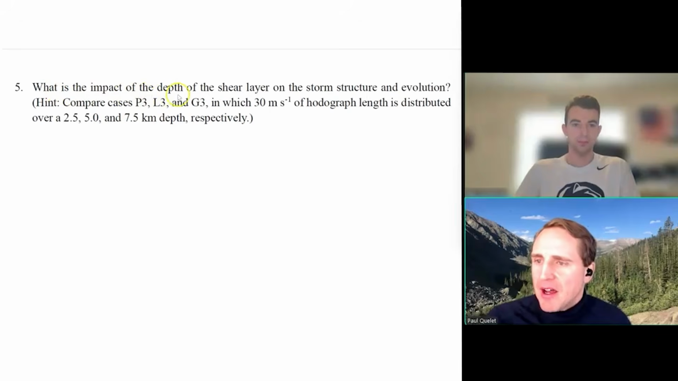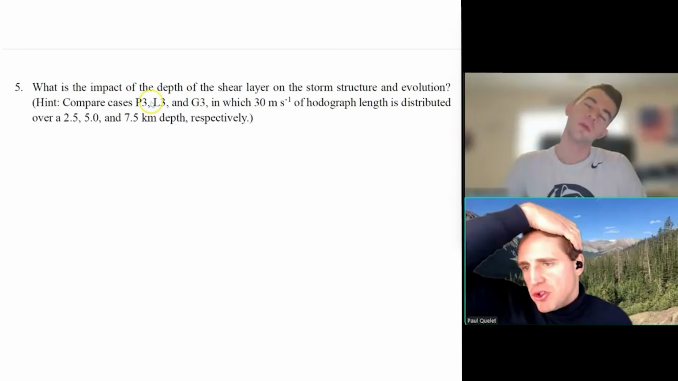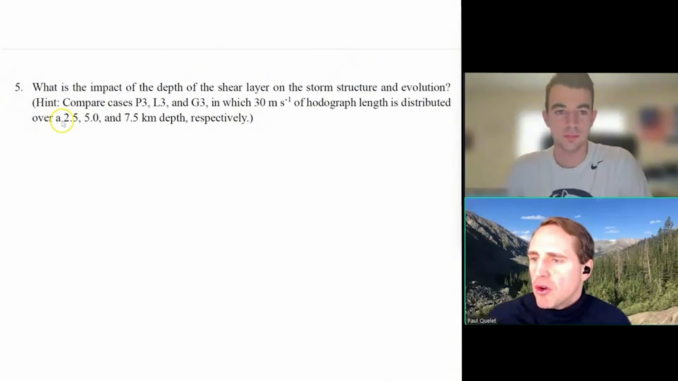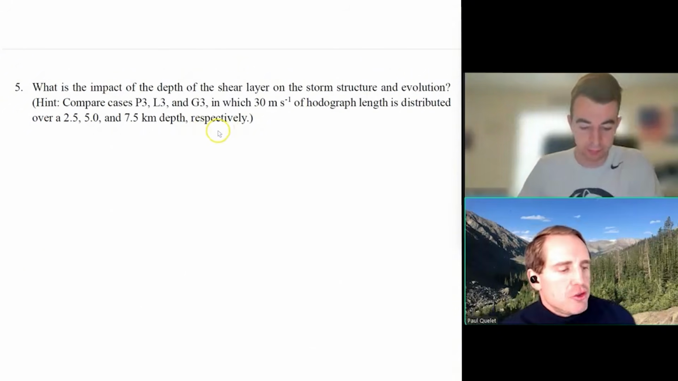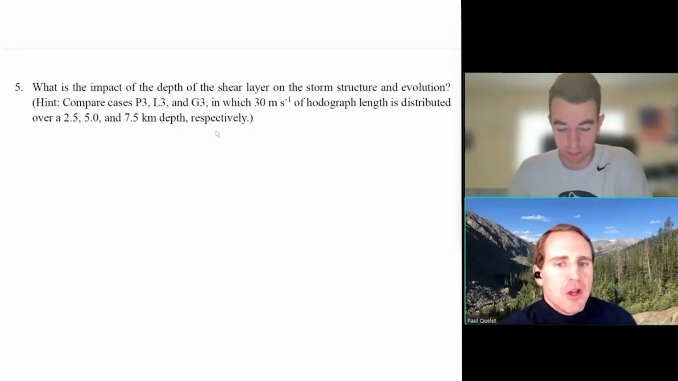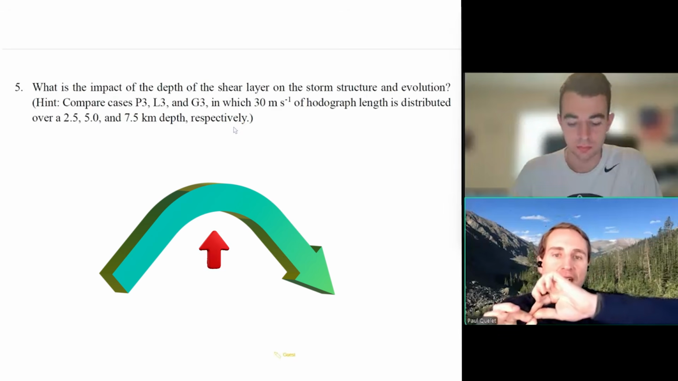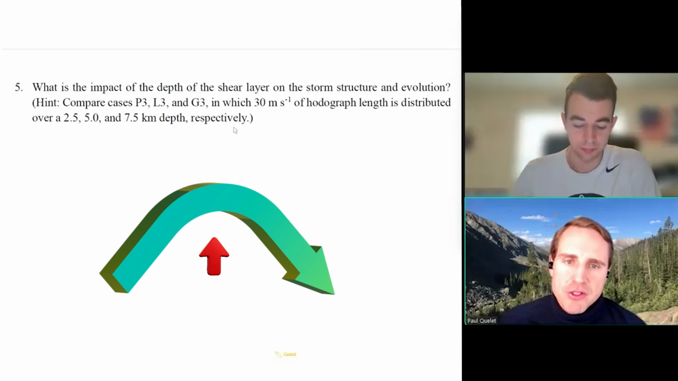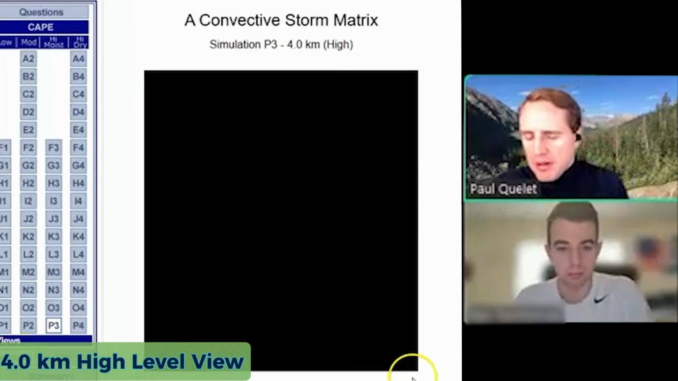What is the impact of the depth of the shear layer on the storm structure and evolution? Hint, compare cases P3, L3, G3, in which the 30 meters per second of the Hodograph length is distributed over either 2.5, 5.0, or 7.5 kilometers depth. So generally, this is how the wisdom goes. We often say the longer the Hodograph, in other words, the higher height the Hodograph goes up to, generally, that is more conducive of supercells, and it is going to give you more rotation. So let's look at P3 first.